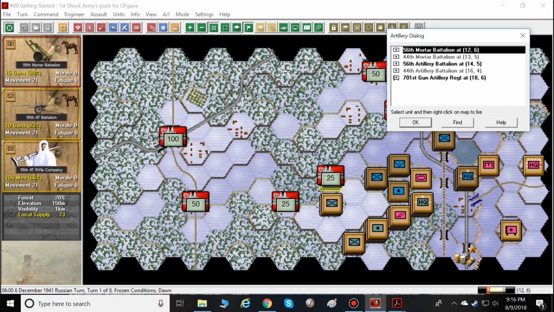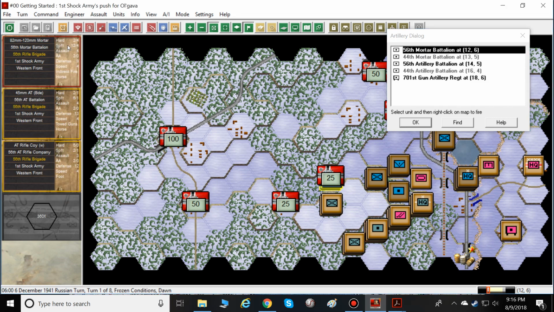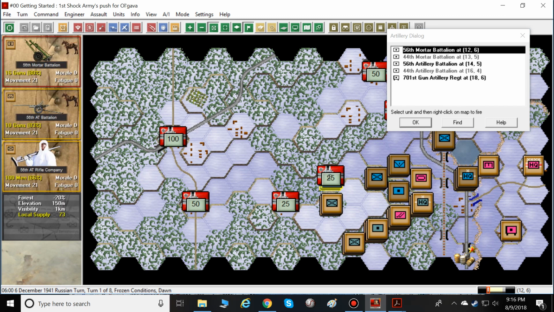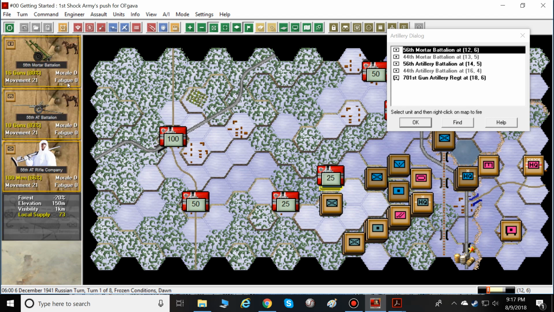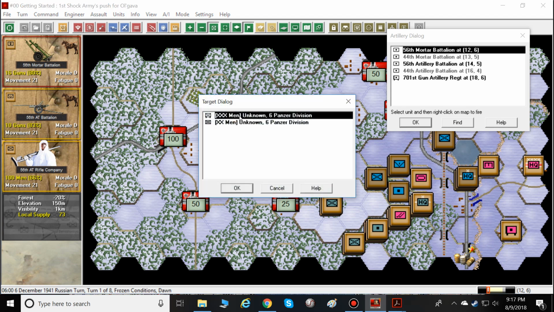So back to our artillery dialog box. We're going to go ahead and use our mortar battalion. We can right-click it to get some more detailed information. It has a range of 4 and a soft attack value of 12. So we're going to use that right there on that unit. Oops, got to right click and attack it and hopefully do some damage. We have to decide who we're going to be attacking. Let's try the bigger unit there.